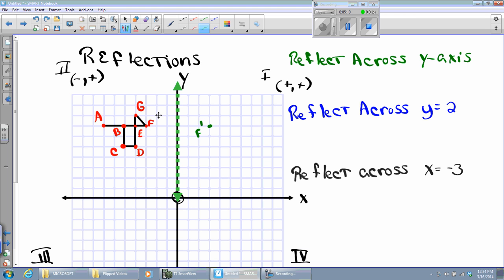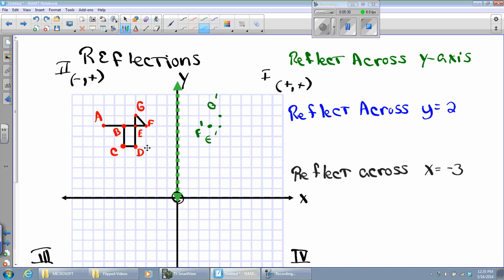Okay, G is 1, 2, 3, 4. I'll go 1, 2, 3, 4. You see how I'm in a straight line? I don't actually have to do much other than that. E is going to be 4 right there. E prime.